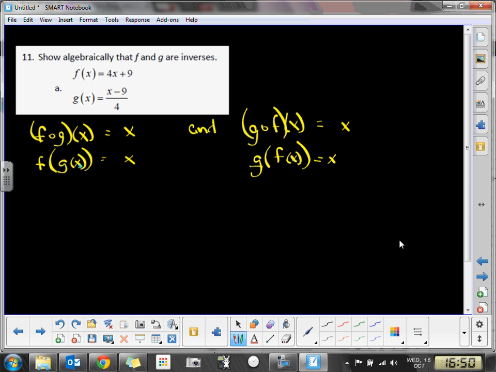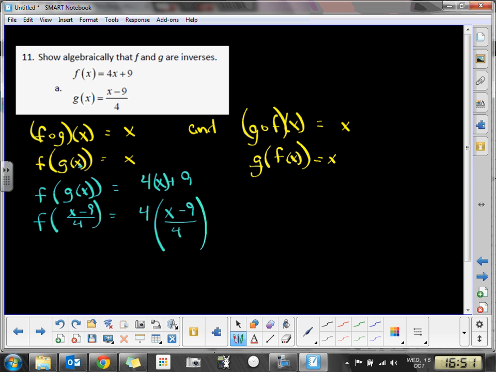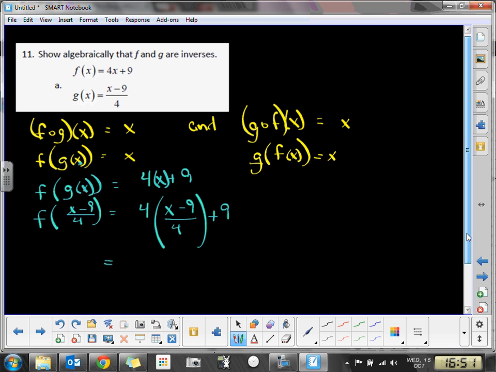So we're going to put inside of function f, g of x. Function f is 4 times x plus 9. I'm going to take out the x and put in g of x. So that means f at x minus 9 divided by 4 would equal 4 times x minus 9 over 4 plus 9. I want to reduce this and make sure that f will undo g.